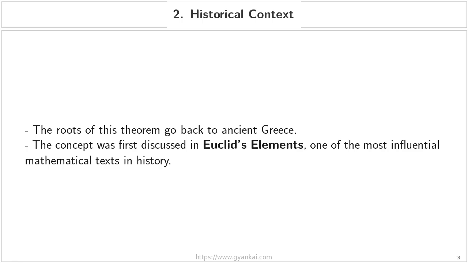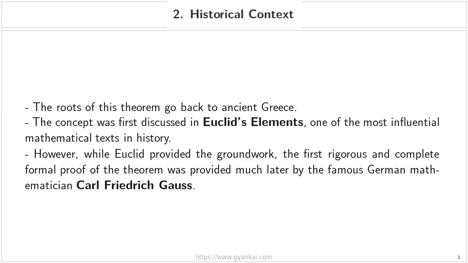If you ever study the history of mathematics, you'll find that this is one of the most influential mathematical texts in human history. However, there is an important distinction to make here. While Euclid provided the essential groundwork and the initial logic, he didn't provide the full, rigorous proof we use today. That complete, formal proof was provided much later by the legendary German mathematician, Carl Friedrich Gauss.